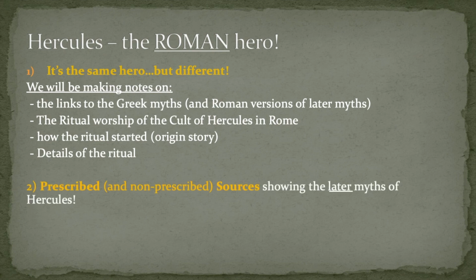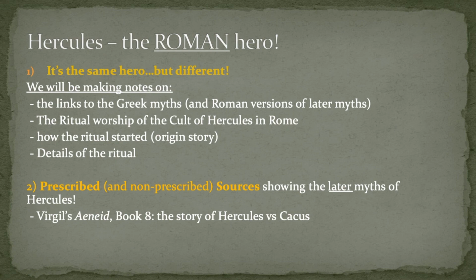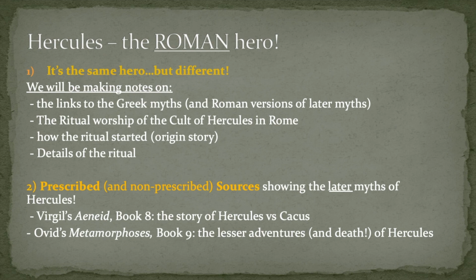then we're going to be looking at some prescribed sources, or at least I am with my class in class. If you're watching along with us, I won't be going through the sources, but I will be giving a summary of them, and you can maybe read them on your own at home. We're going to be looking at Virgil's Aeneid, Book 8, the story of Hercules versus Cacus, and we're going to be reading Ovid's Metamorphoses, Book 9, the lesser adventures and death of Hercules.